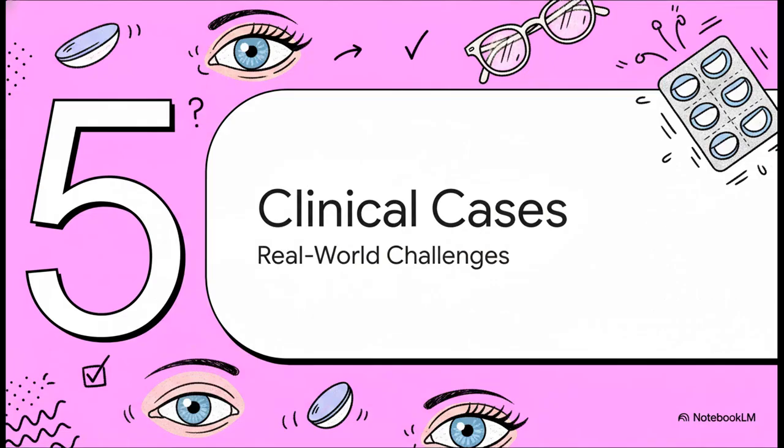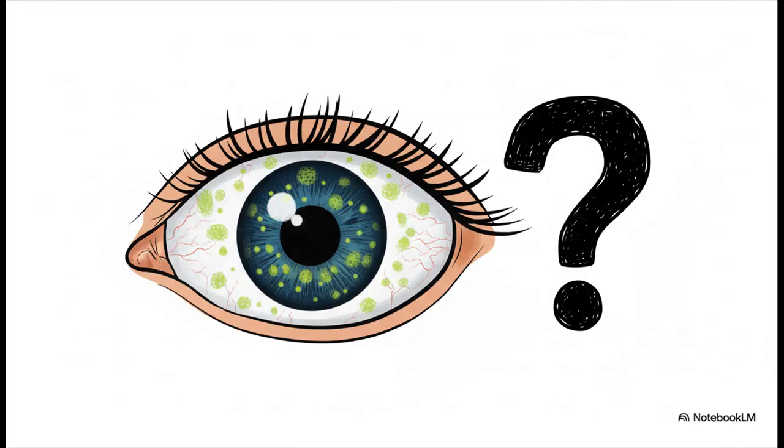Okay, for our final section, let's bring this all together. We're going to take everything we've discussed and apply it to a couple of common clinical challenges that I guarantee you are going to see in your practice. So, clinical challenge number 1. You stain a patient's cornea and you see this, superficial punctate keratitis. It's a common sign of diffuse inflammation on the corneal surface.